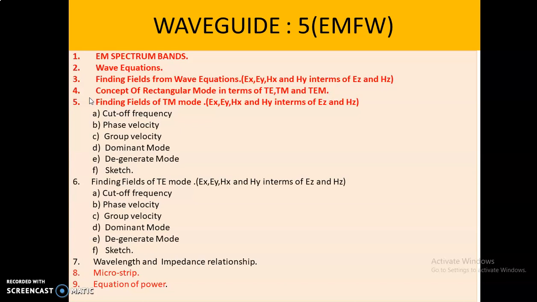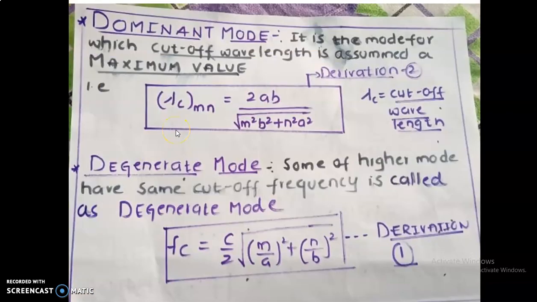So in the previous session we discussed almost all 5 topics. Now in today's session we're going to understand the subtopics of question number 5, that is cutoff frequency, phase velocity, group velocity and dominant mode and so on. So let us start with the basic term, that is dominant mode.